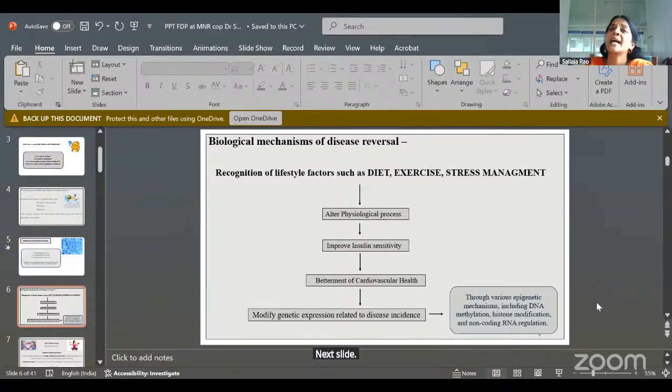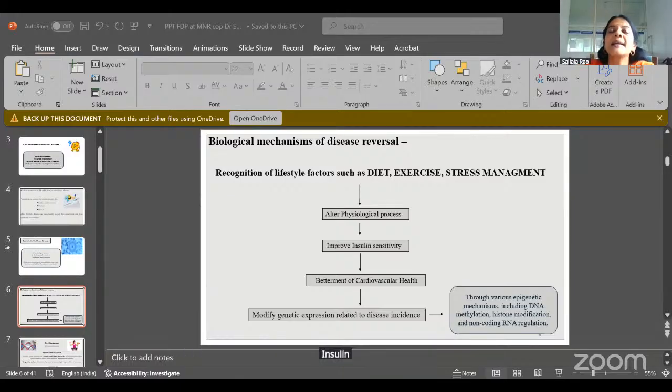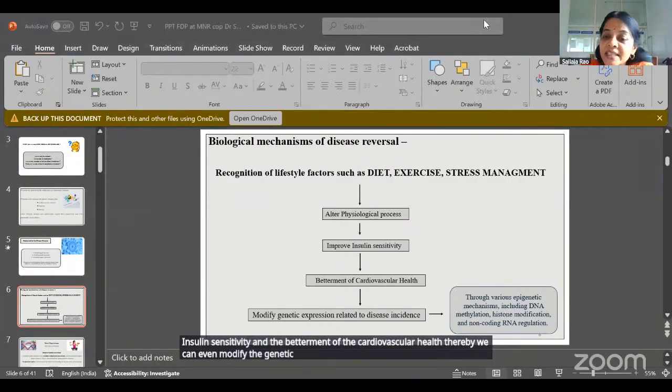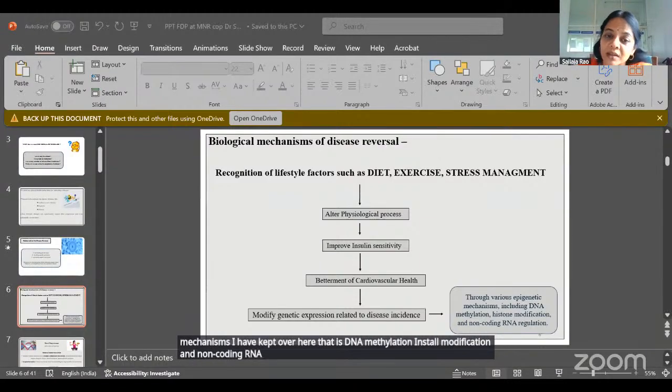What is the mechanism which is involved? The lifestyle factors, whether it is diet or exercise or stress management, are going to alter the physiological process, improving insulin sensitivity and the betterment of cardiovascular health. Thereby, we can even modify the genetic expression of the disease by a few mechanisms. A few mechanisms I have kept over here: DNA methylation, histone modification, and non-coding RNA regulation. Next slide.